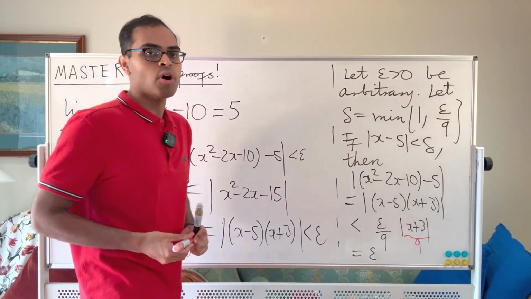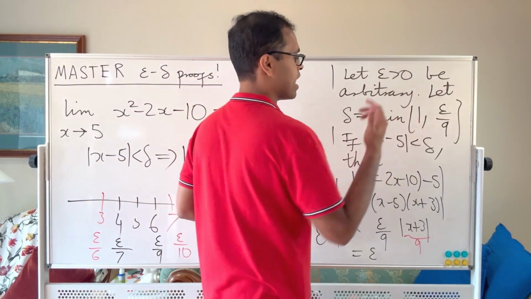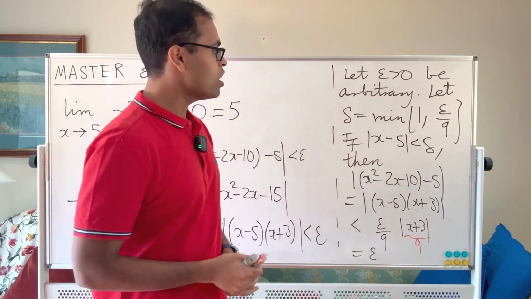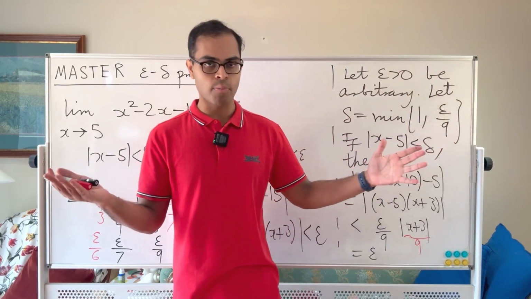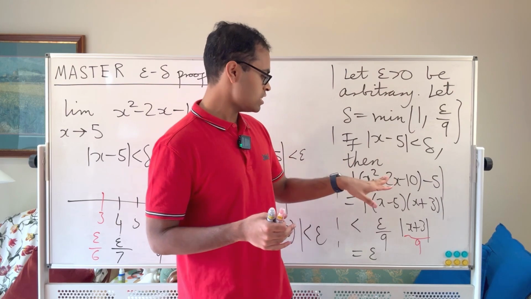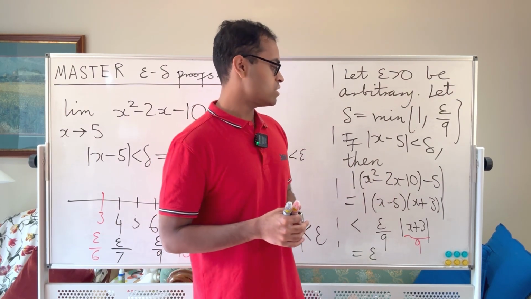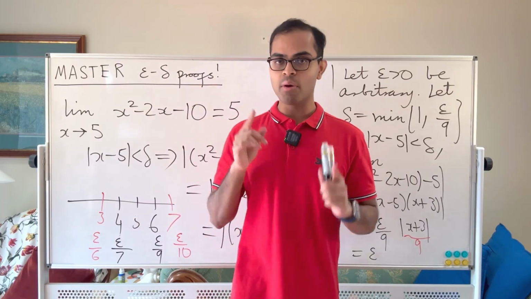Okay, and I want you to drop a comment down below. Just as a practice, what if I said min 0.5? What if instead of 1 I said 0.5? What could I choose this epsilon over 9 to be? Okay, what are some options I could choose so that it would ensure that if the absolute value of x minus 5 is less than delta, then the absolute value of x squared minus 2x minus 10 minus 5 is less than epsilon. Okay, so that's an exercise for you. Now we're going to get to the next one.